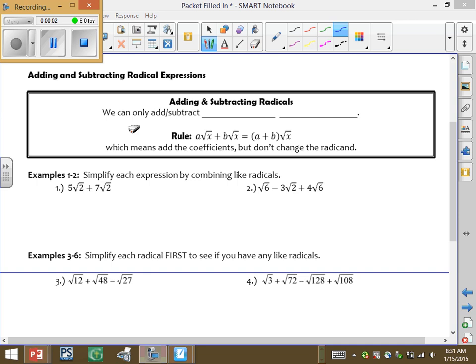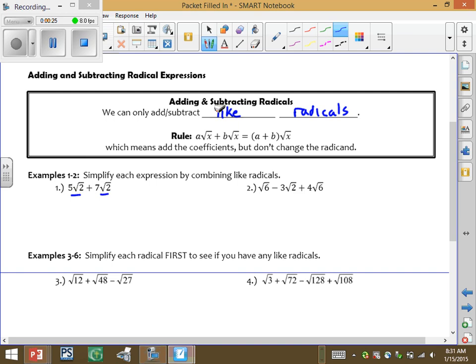So we're going to use some of our properties of radicals in this next section when we're adding and subtracting radicals. This is very, very similar to when we added and subtracted like terms, because what we're going to do with radicals, we can only add and subtract like radicals. So what that means, if you look here at the bottom, these both have a square root of 2.